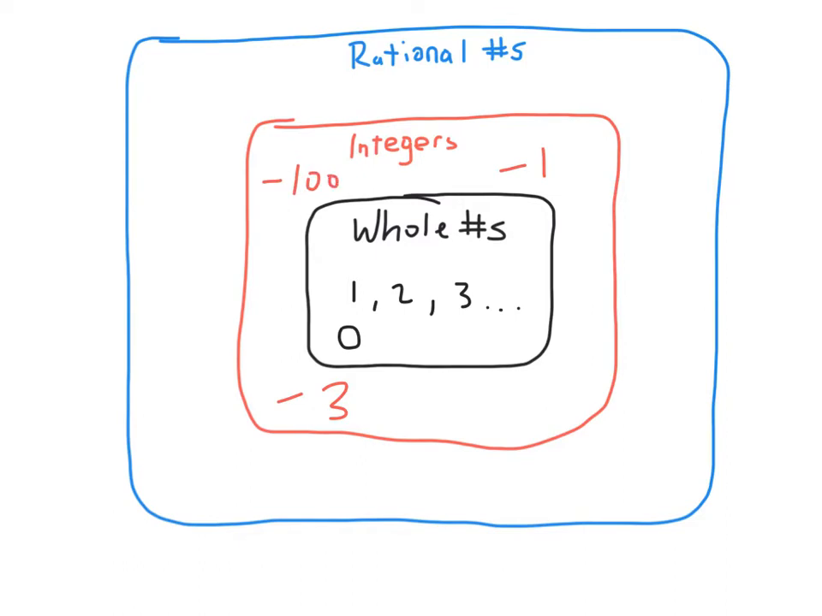Now rational numbers are any number that can be written as a fraction. So this also includes numbers like 2/3 or 0.5 or 1 7/8. See, because these numbers are not integers, they're not whole numbers, they are still rational numbers because they can be written as a fraction.